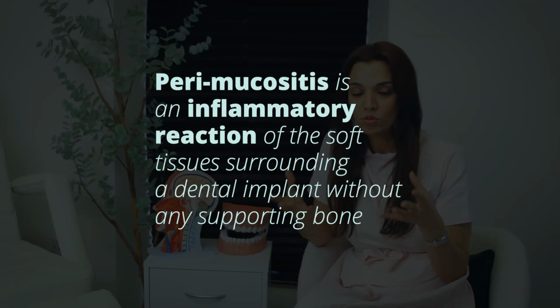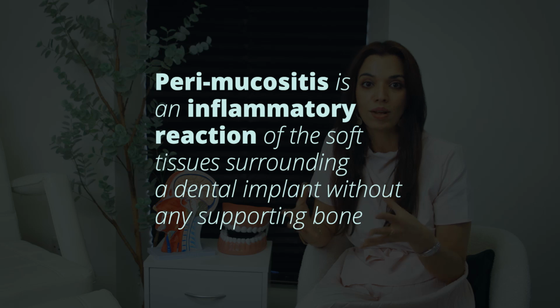So now let's dive into what peri-implant disease is. Peri-implant disease includes peri-mucositis and peri-implantitis. I'm going to start with peri-mucositis. Peri-mucositis is an inflammatory reaction of the soft tissue surrounding the implant. So we're talking about an inflammation in the peri-implant soft tissue or mucosal seal without any supporting bone loss.